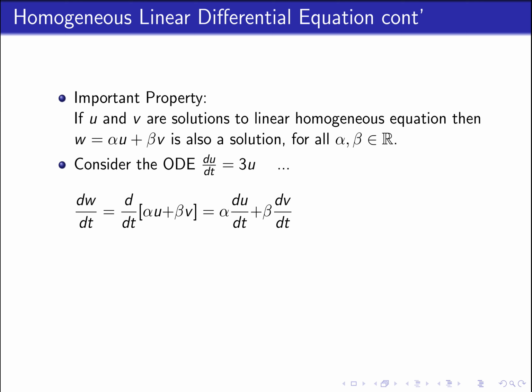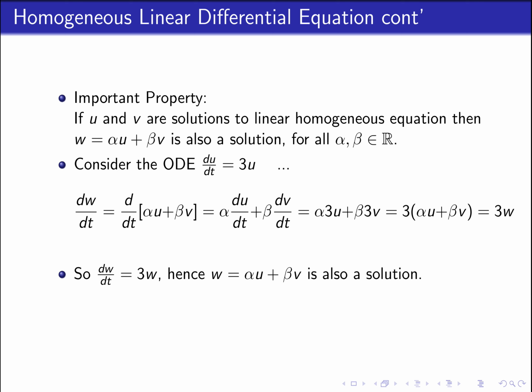Since u and v are solutions of the differential equation, we know that their derivatives are equal to 3 times the function. So the derivative of u is equal to 3 times u, and the derivative of v is equal to 3 times v. This is what the ODE tells us about these functions. Now, factoring out the 3, we see that all of this is equal to 3 times alpha u plus beta v, which is the same as 3 times w. Putting this all together, we have shown that the derivative of w is equal to 3 times w, which says that w is a solution of this differential equation.